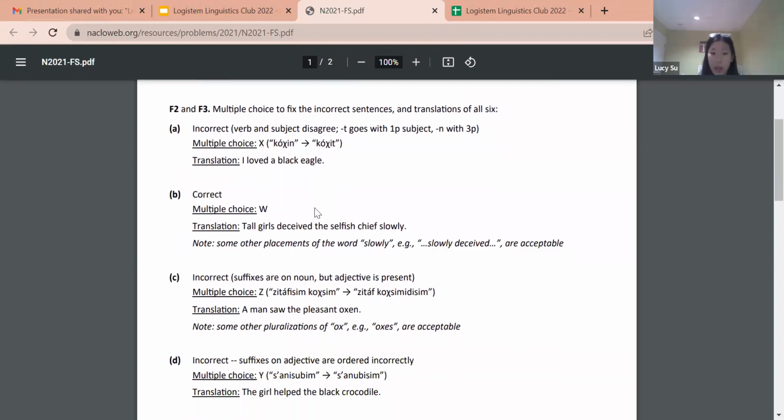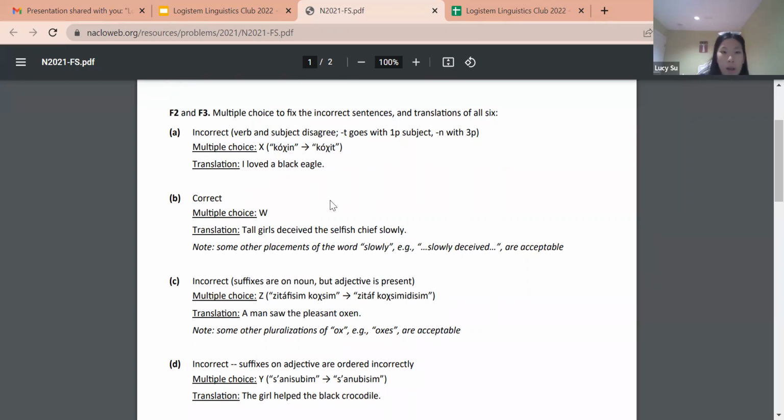Alright, so the first one was incorrect since the verb and the subject disagree. So let me get the original sentence up too. And you can open them on your PDF version. But the correct answer would be X, since coxswain would be cock-sit, and the translation in English would be "I loved Black Eagle." The second one is correct.